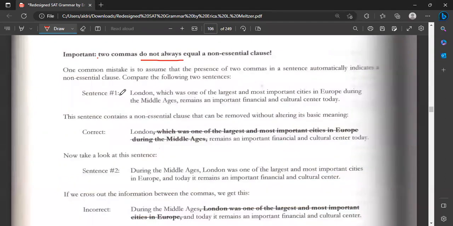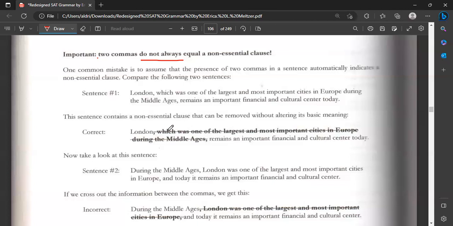London, which was one of the largest and most important cities in Europe during the Middle Ages, remains an important financial and cultural center today. Okay, so what happens if we cross that out? We have: London remains an important financial and cultural center today. So we could use that as a non-essential clause. The part that's been crossed out here in bold, we can take it out, right? It's a non-essential clause. That makes sense. No problem there.